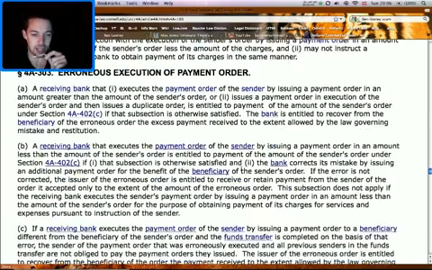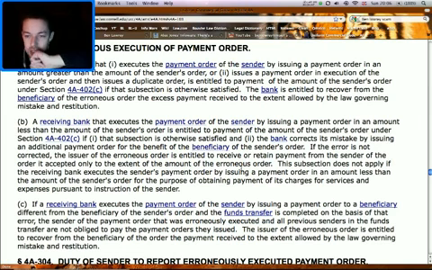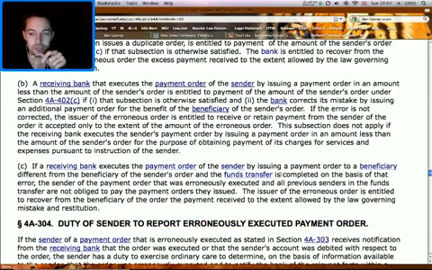A receiving bank that executes the payment order of the sender by issuing a payment order in an amount less than the amount of the sender's order is entitled to payment of the amount of the sender's order under section 4A-402 if that subsection is otherwise satisfied, and 2. The bank corrects its mistake by issuing an additional payment order for the benefit of the beneficiary of the sender's order. If the error is not corrected, the issuer of the erroneous order is entitled to receive or retain payment from the sender of the order it accepted only to the extent of the amount of the erroneous order.